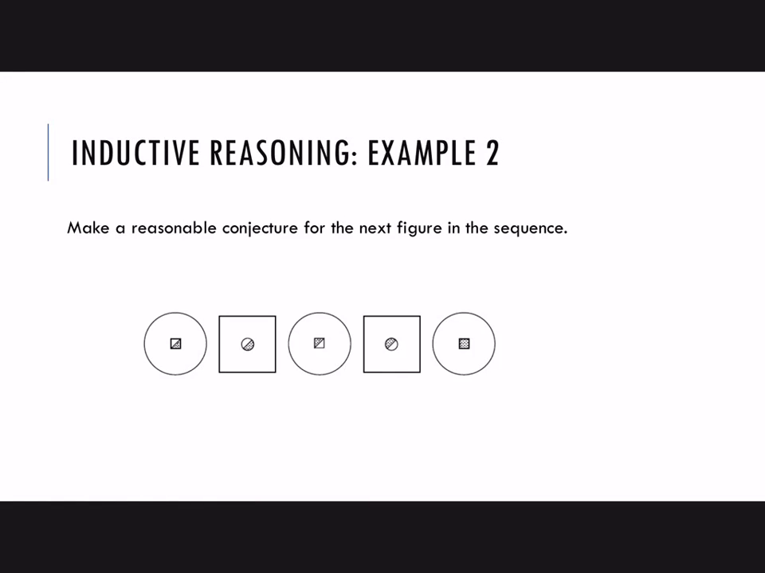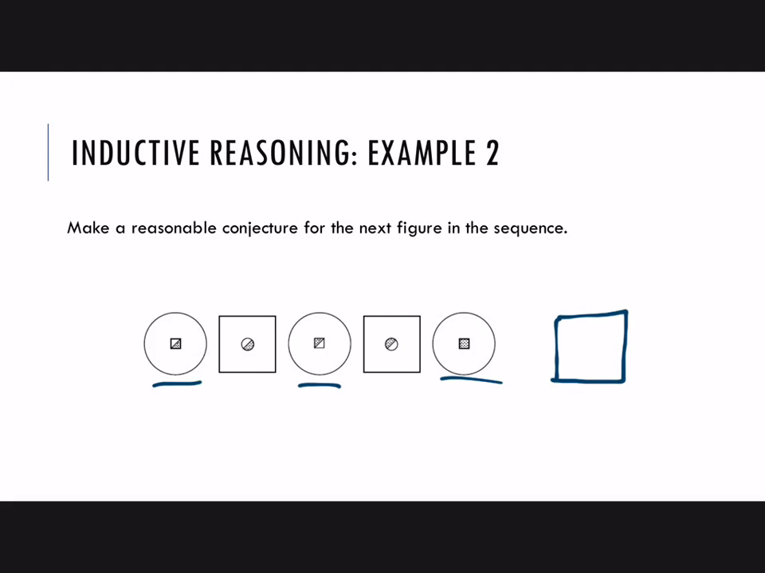All right, inductive reasoning. Let's look at a few more examples. Make a reasonable conjecture for the next figure in the sequence. All right, so we see, look for some patterns here. Pause if you want to. All right, so we see some alternating large circles and large squares. So it seems like the next one would be a large square.